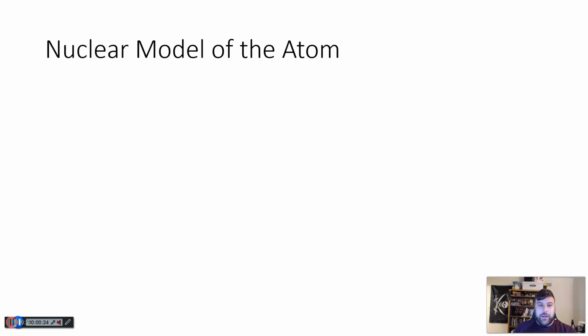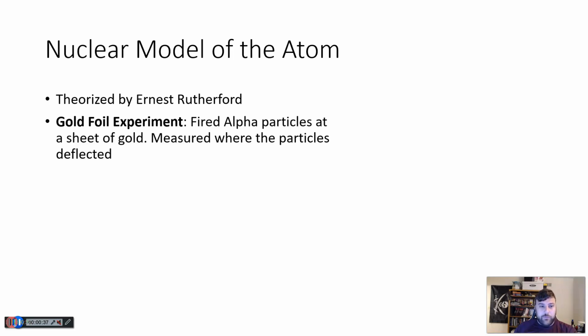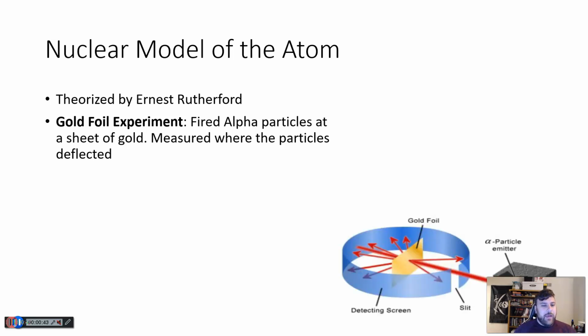First, we're going to look at the nuclear model, which was theorized by Ernest Rutherford. He came up with his theory based off of his experiment that we refer to as the gold foil experiment. During the gold foil experiment, he fired alpha radiation, alpha particles, which are simply 2 protons and 2 neutrons, although he didn't know that at the time. It's just positively charged radiation.